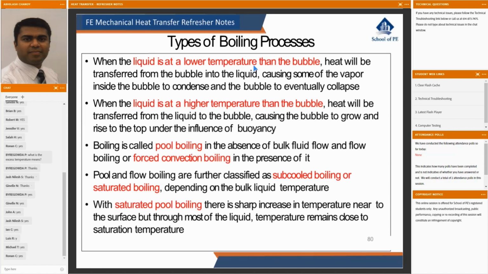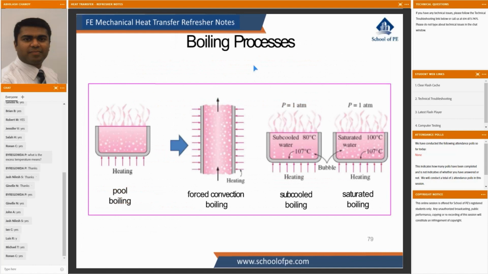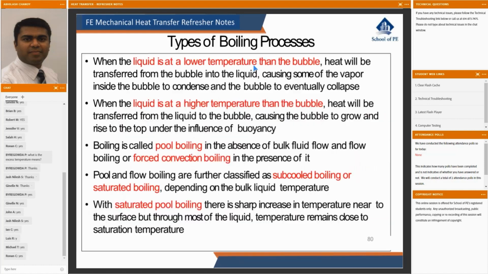So when boiling happens, remember there are always going to be bubbles formed. This is not like evaporation. Evaporation does not involve any bubbles, whereas boiling does involve bubbles. So we are talking about a situation where bubbles have already been formed, which means boiling is happening, right? And in this case, when the liquid is at a lower temperature than the bubble, the vapor inside the bubble will condense and the bubble will eventually collapse.